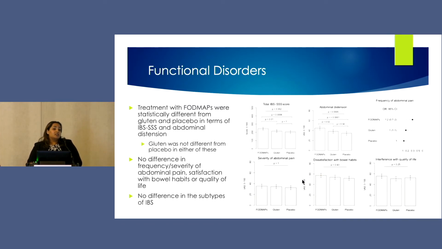What they found was that patients who received FODMAPs had statistically different IBS symptom severity scores, as well as significantly higher abdominal distension. There was no significant difference between the gluten and the placebo groups. And there was no change in frequency of abdominal pain, severity of abdominal pain, dissatisfaction with bowel habits, or quality of life. They also looked at subtypes of IBS to see if there was a difference, and there was not. But this does suggest that FODMAPs specifically may increase at least some of the symptoms of IBS.